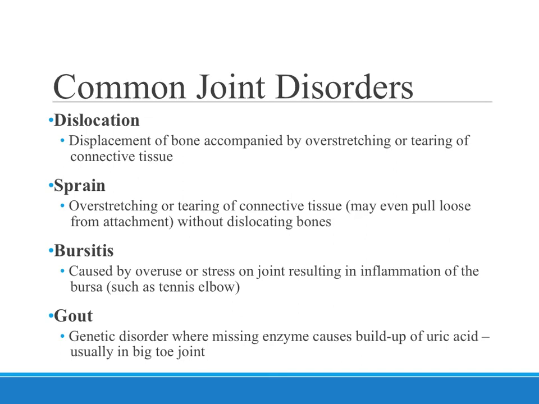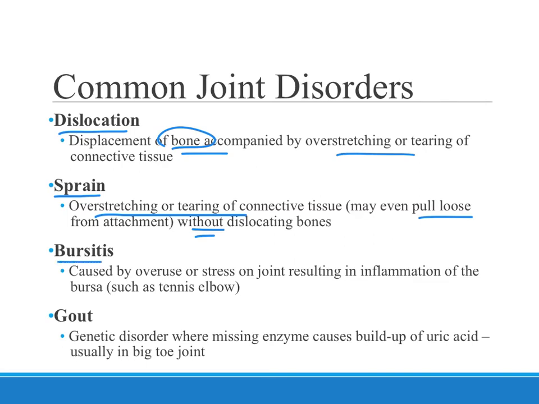Finally, I just want to cover some common joint disorders that you may know about or have experienced yourself. Dislocation is the displacement of the bone. Now, you can also have some overstretching or tearing of connective tissue at the same time, but the most important point for labeling something as a dislocation is that the bone has moved out of the joint. When there is a sprain, you get the overstretching or tearing of the connective tissue without the bone moving out of the joint. In fact, they may go so far as to have the connective tissue pull loose from where it was attached on the bone.